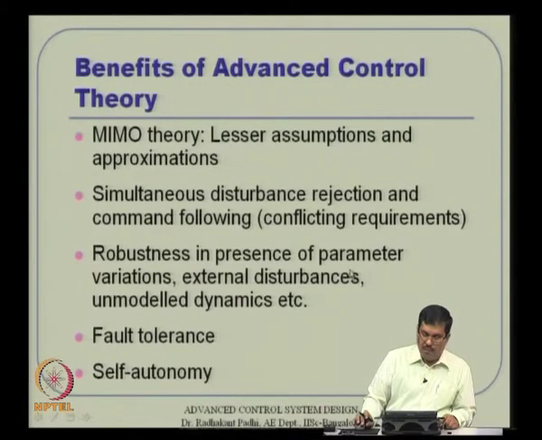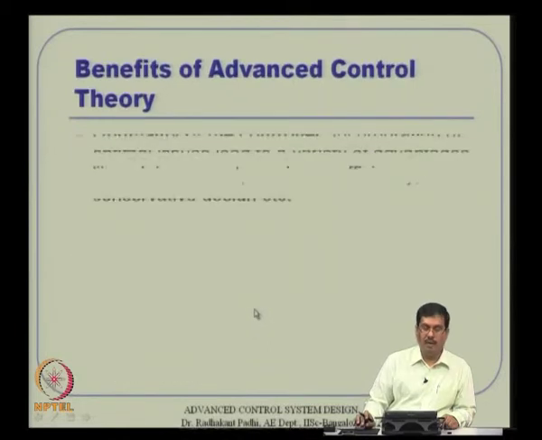So in summary, the benefits of advanced control theory: we discuss the MIMO concept, multiple input, multiple output. Then there are fewer assumptions and fewer approximations involved. Next, we will be able to do simultaneous disturbance rejection and command following together. We will be able to achieve robustness in the presence of parameter variations, external disturbances, and all sorts of unmodeled dynamics. There are concepts of fault tolerance, self-autonomy, and things like that.